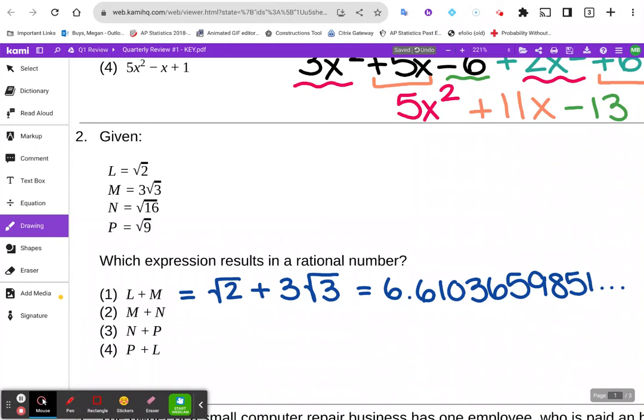So this is an example of an irrational number. As I look at that decimal, there's no pattern. It goes on forever. It doesn't look like it's going to end anytime soon. So that's definitely not going to be our rational expression that we're looking for here.